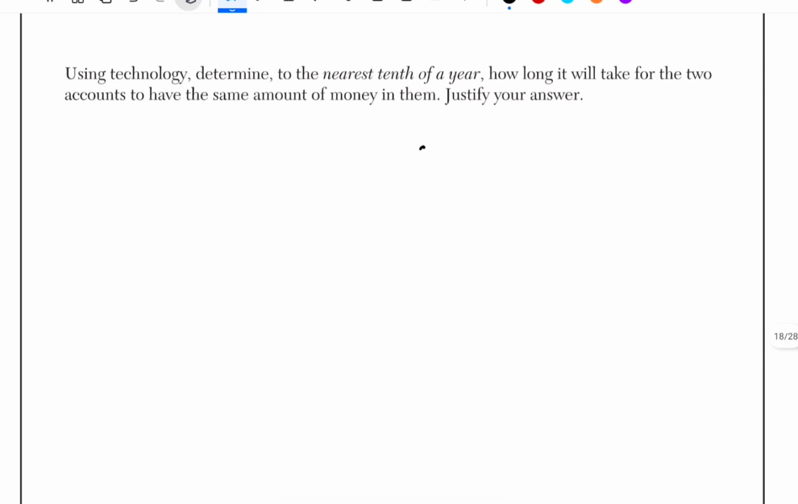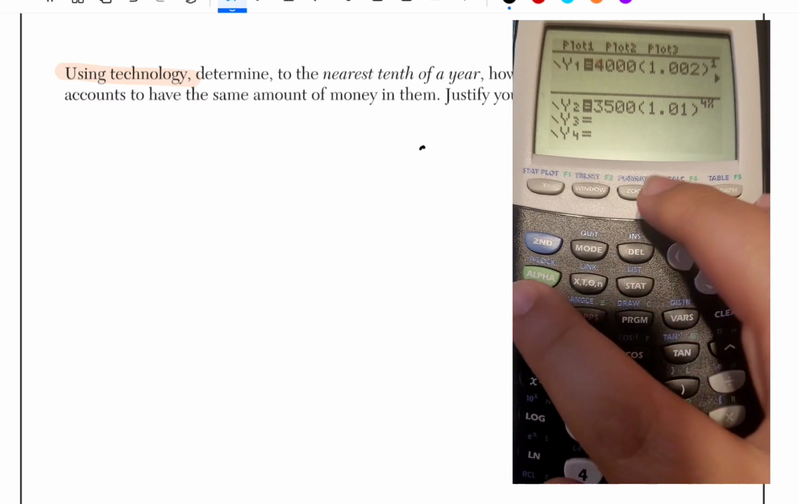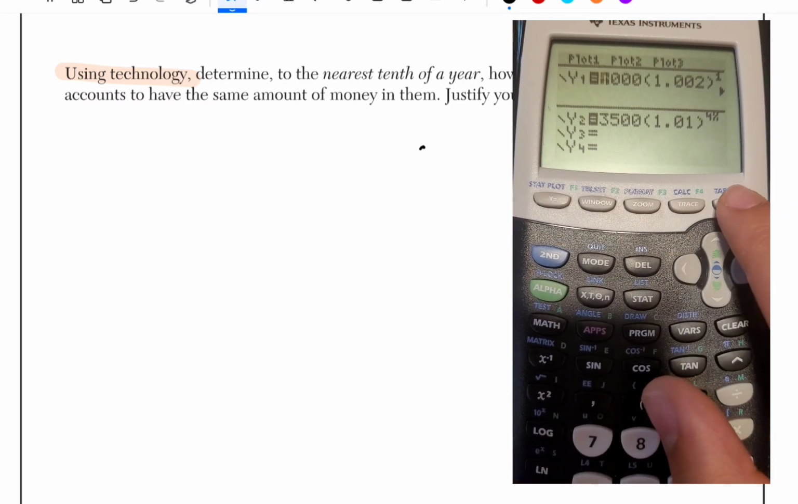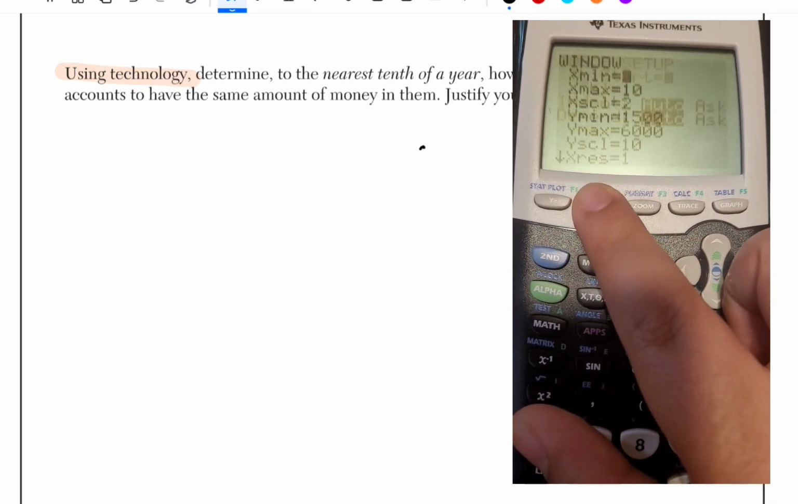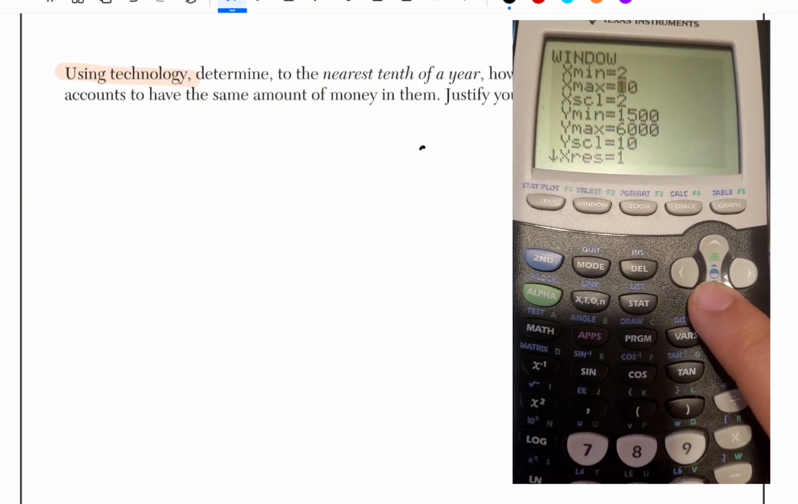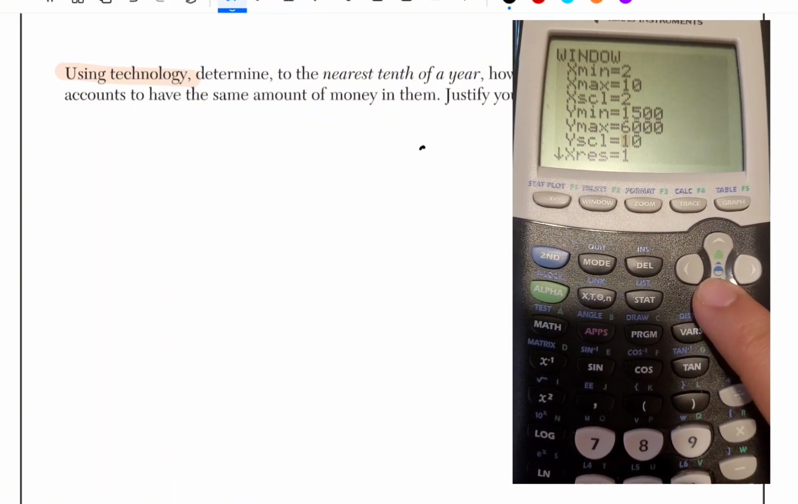Now the next part says, using technology, determine to the nearest tenth of a year how long it will take for the two accounts to have the same amount of money in them. Justify your answer. So it tells us to use what? Use technology. So what we're going to do, we're going to go into our calculator. We're going to type in both equations. Graph. After we click graph and we get our graphs, if we can't see them, change your window and zoom out. After doing that, we're going to do second trace.